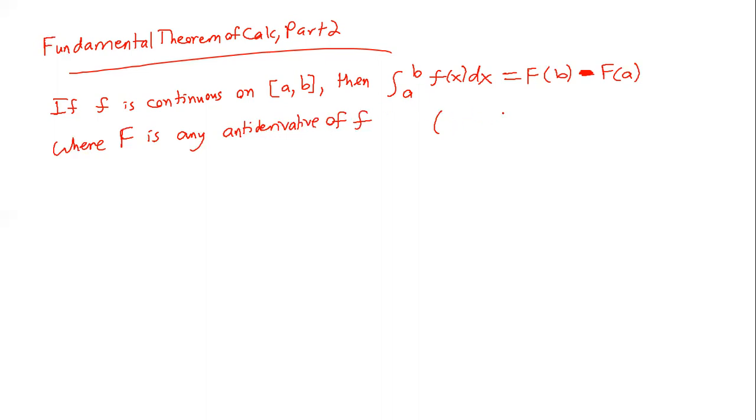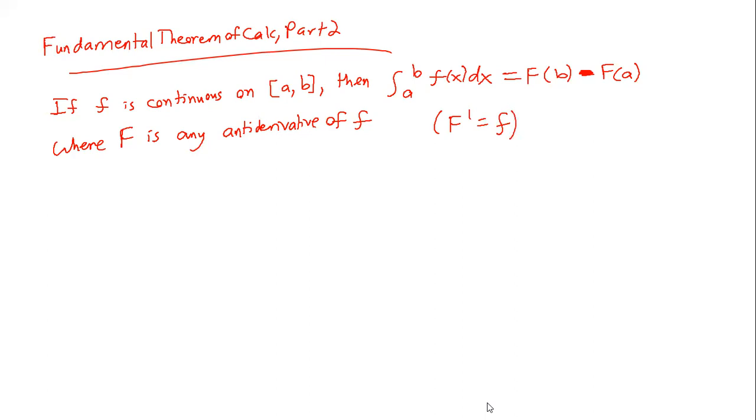So what's the other part of the fundamental theorem of calculus? This is part 2. This is going to be: if f is continuous, then the integral from a to b of f of x dx, which is defined as a limit, as the number of subintervals goes to infinity, of a sum, is going to be F of b minus F of a, where F is any antiderivative of f, that means the f we started off with.